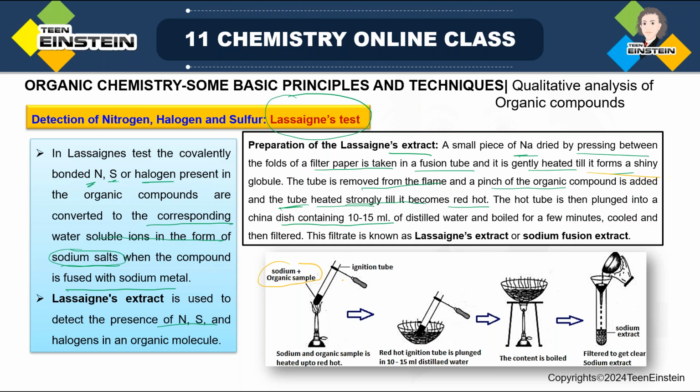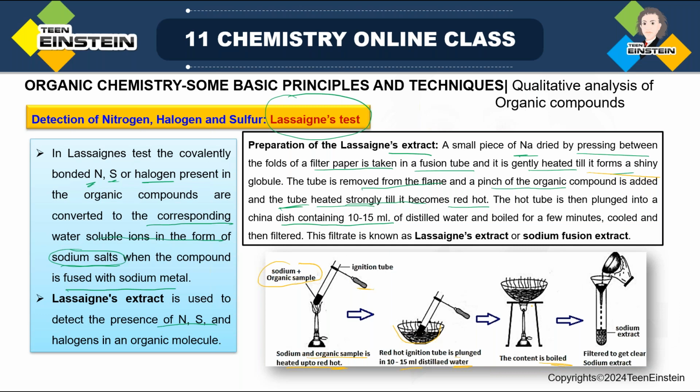So this is the ignition tube. You have to hold it with this test tube holder. And sodium and organic sample is heated up to it is red hot. Once it is red hot, then you have to take it in some china dish. You have to plunge it. Red hot ignition tube is plunged in 10 to 15 ml distilled water, which you have already taken in this type of design dish called china dish.